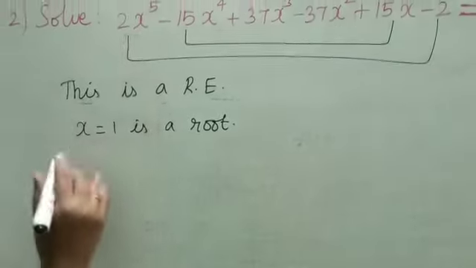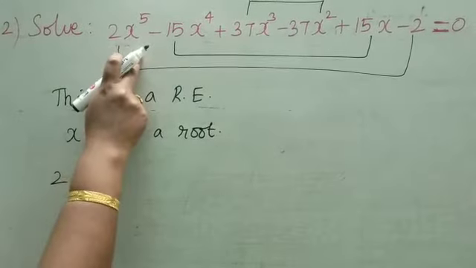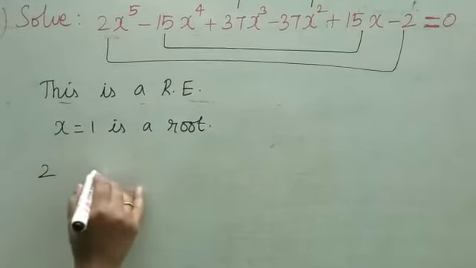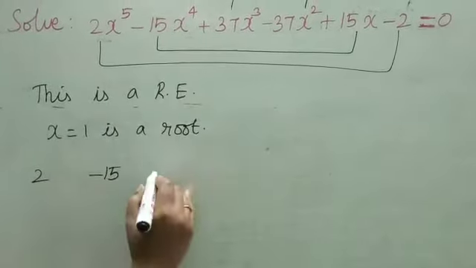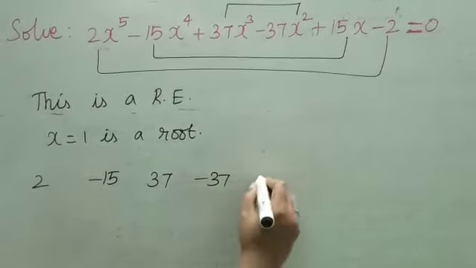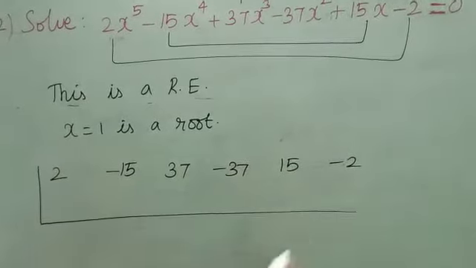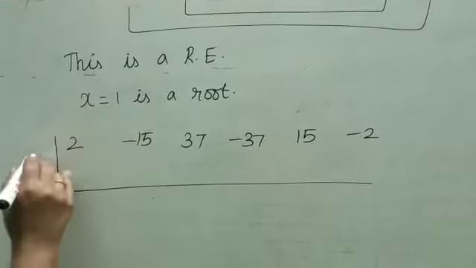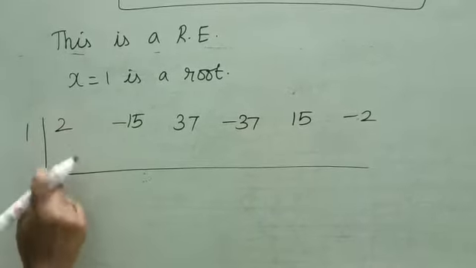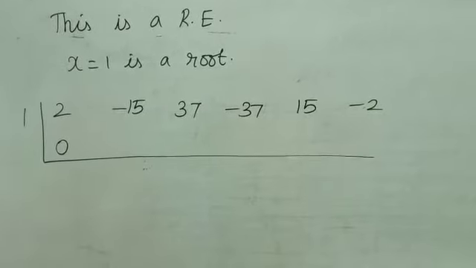Using synthetic division, I can find another equation. First write the coefficient of x power 5, that is plus 2. Coefficient of x power 4 is minus 15. Coefficient of x cube is 37. Coefficient of x square is minus 37. Coefficient of x is 15. Constant term is minus 2. Write the coefficients first. I know that x equal to 1 is a root. Therefore, 1 I write in the first place. In the second row, first I have to write 0. In every problem, I should write 0 in the first element.